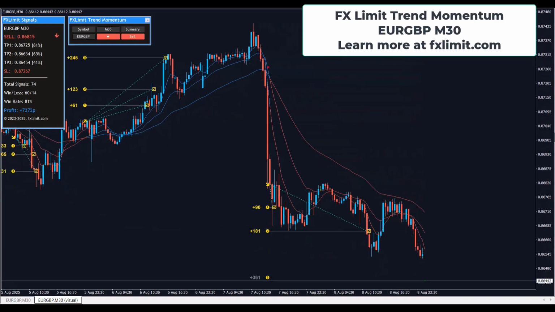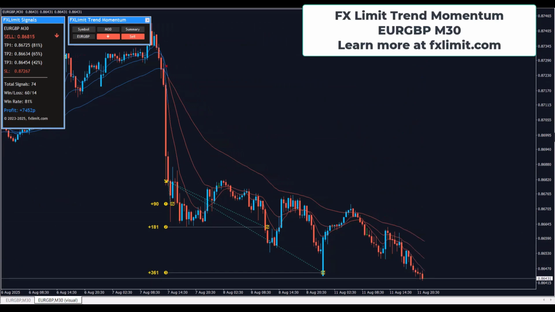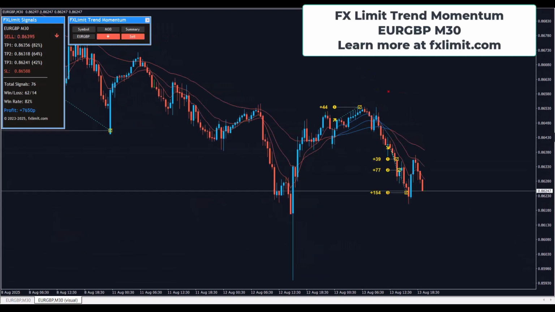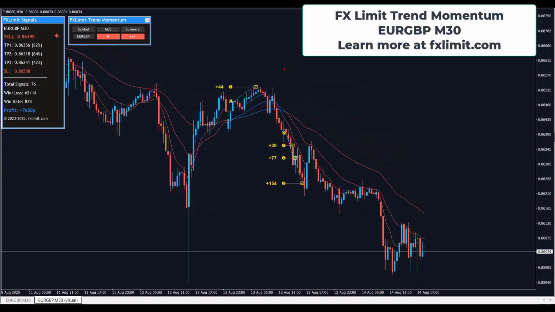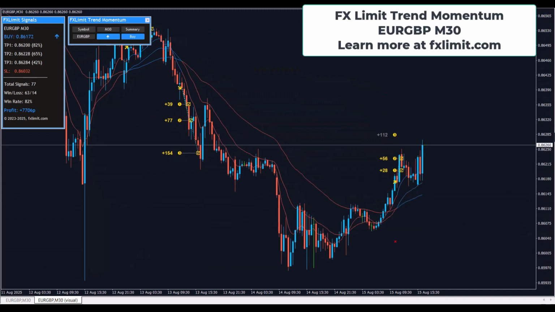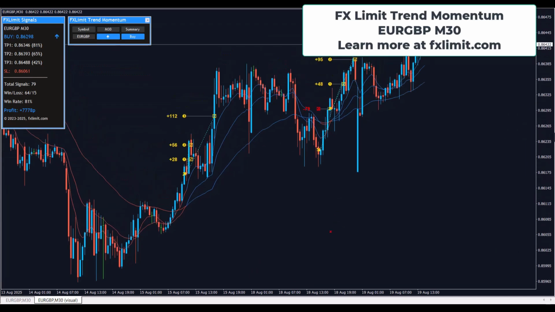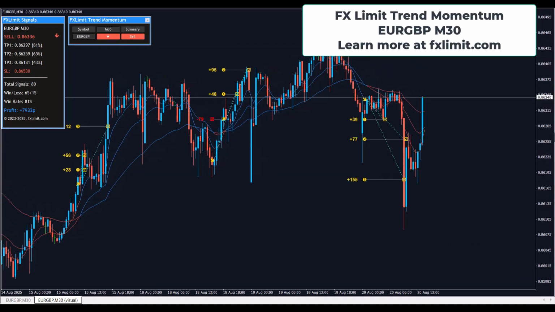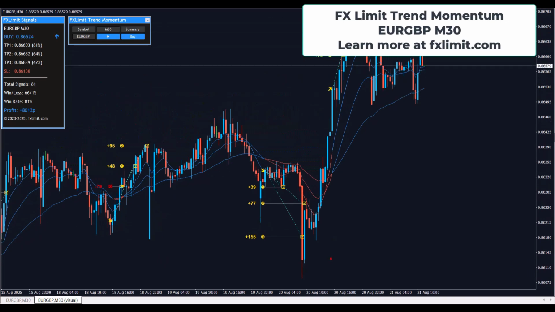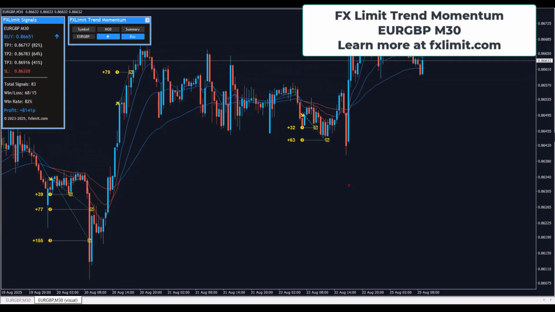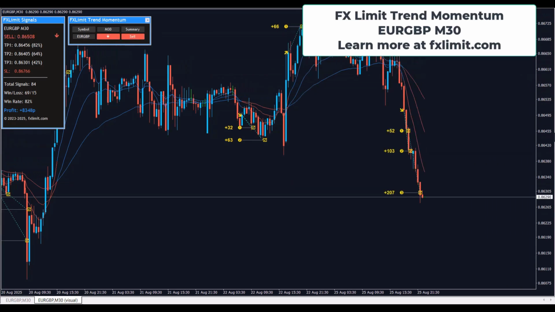The take-profit levels are also dynamic and are calculated using the average true range, or ATR, which measures market volatility. By using an ATR multiplier, the profit target automatically adjusts based on how much the market is moving at that time. When volatility increases, the target expands, and when volatility decreases, the target becomes smaller. This helps keep profit targets realistic and aligned with current market conditions.